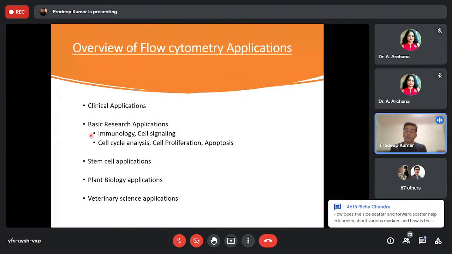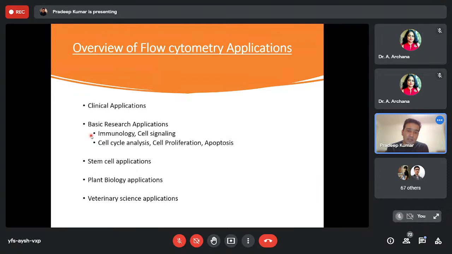Now, flow cytometry is used extensively. In any immunology lab or cell biology lab, flow cytometry is the most heavily used technology in any research lab, and it has a lot of clinical applications as well. So I'm going to cover some of the applications: research applications, clinical applications, stem cell applications, and it also has application in plant biology. Initially, flow cytometry started with plant biology. Before the concept of monoclonal antibody, before 1975, flow cytometry was primarily used just for plant biology, for cell cycle analysis and for calculating the nuclear content of cells. It's also used in veterinary science.